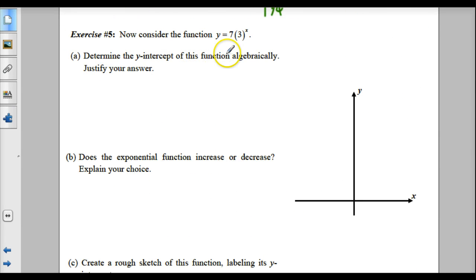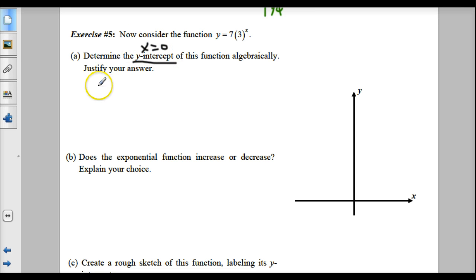Now, the last question I want to take into consideration is number 5. So we have this function here. The function says, now consider the function y equals 7 parentheses 3 to the x power. Determine the y-intercept of the function. And this is what we talked about, y-intercept. Your y-intercept is when x is equal to 0.